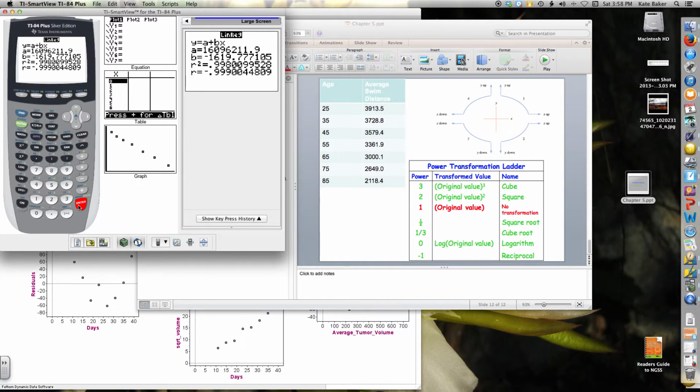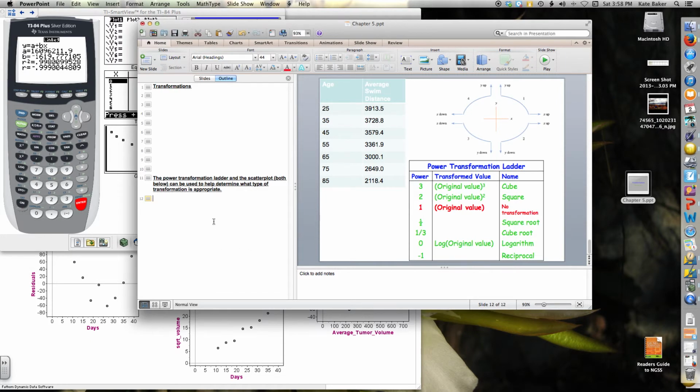So my transformed equation would be swim distance squared equals 160,96211.9 minus 1,619.278 times the age squared. And I would be able to use that to put in an age.